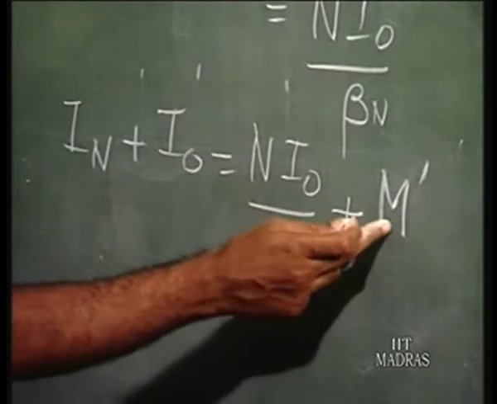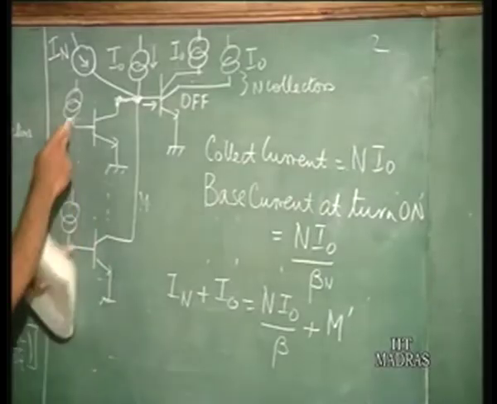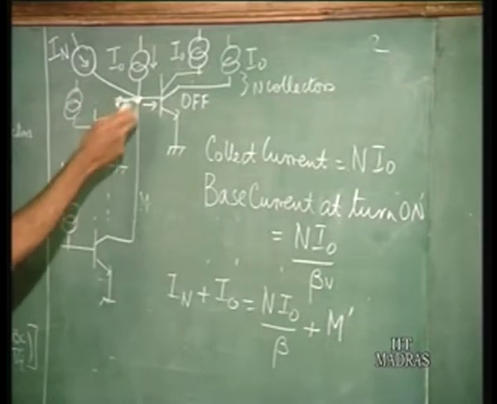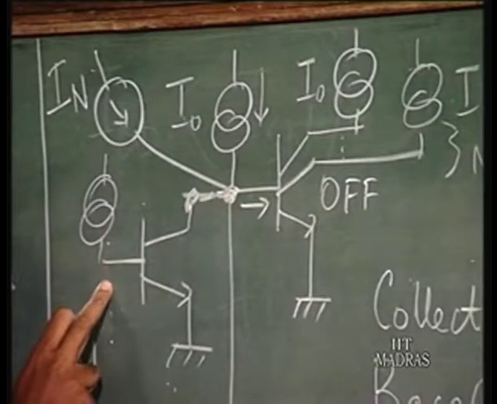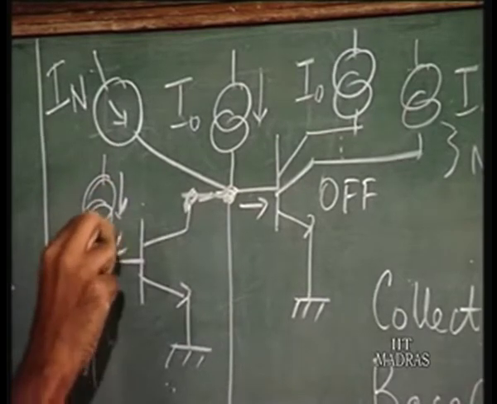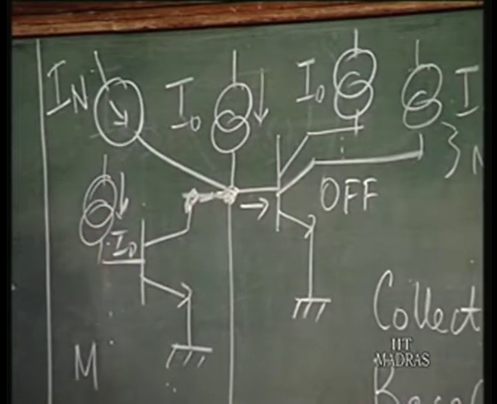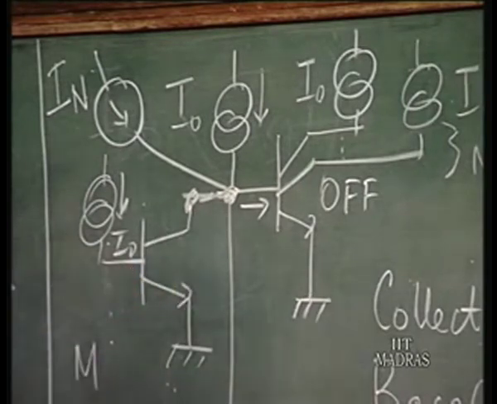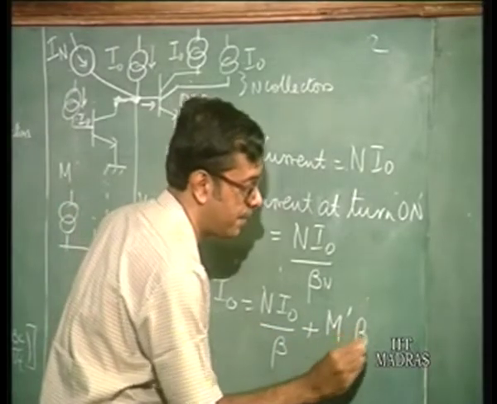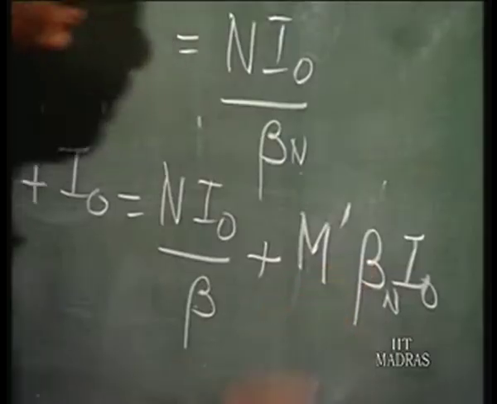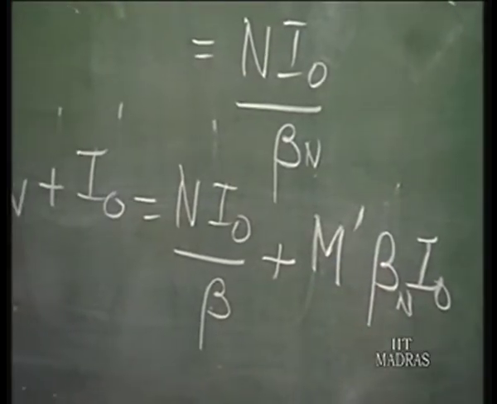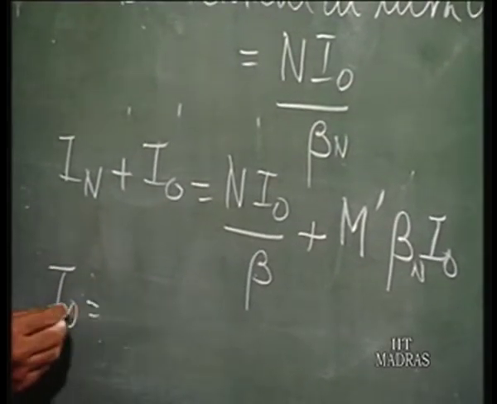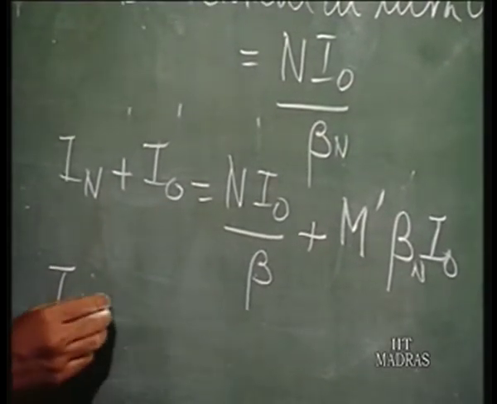Now, what is going to happen is m prime. So, if m transistors are on, each of them can draw a current of beta times I naught, since at the base you have a current of I naught. So, these can draw a current of beta times I naught. So, m prime beta n I naught. So, I naught is equal to, sorry, I n, that is the noise current.